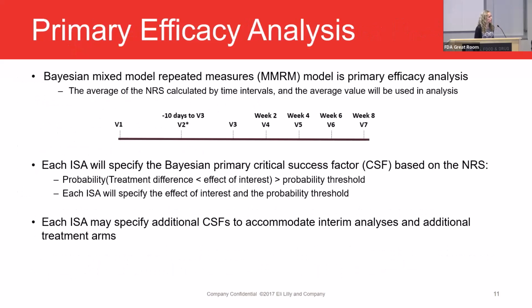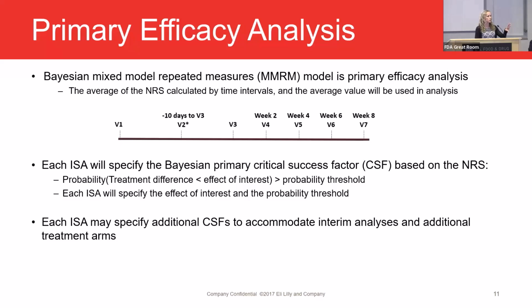Primary efficacy analysis is a Bayesian mixed model repeated measures. This was the primary efficacy analysis. Again, it was using the NRS, and what I wanted to emphasize here is the primary critical success factor in the framework, as you can see in that second sub-bullet: the probability that the treatment difference is less than an effect of interest, and it's less than because negative is good here, so more negative. The probability that the difference exceeds a threshold that's, again, established before the trial starts.